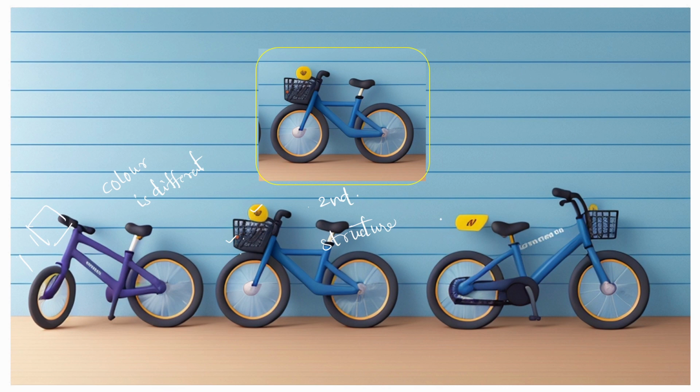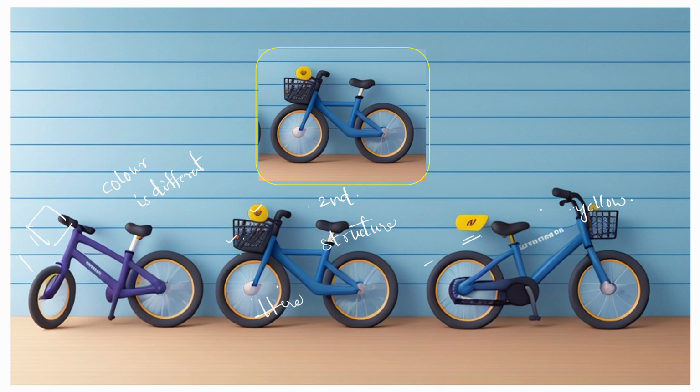Let's go to the third one. Here the cycle is a bit different. It is in the opposite direction. It is missing this yellow one here, and on the back side it also has an extra yellow thing. So what is the cycle which is the same as the above cycle? That is this cycle. Here it is.